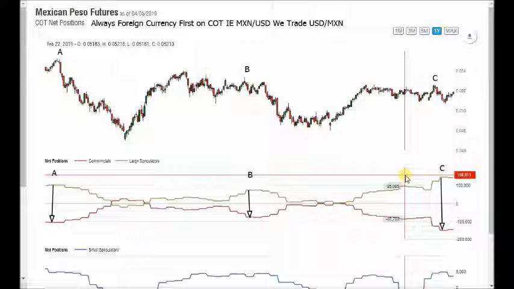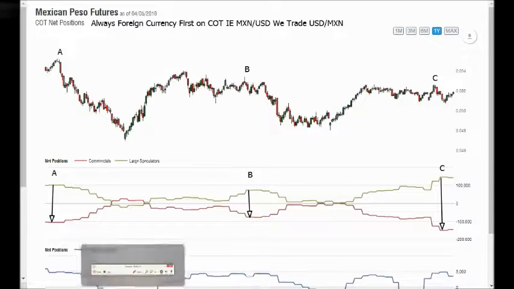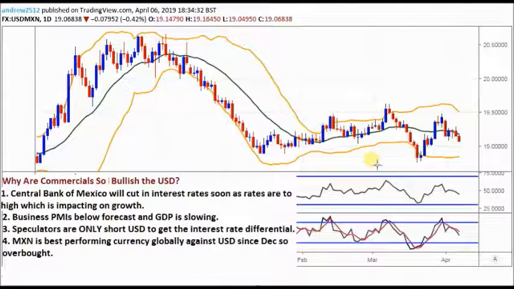Now what we'll do is go to the chart, get it the right way around and draw some levels of entry, stop and target. Right, we're on the USD MXN and we have the chart the right way around now, so I'll draw my levels in just a moment.